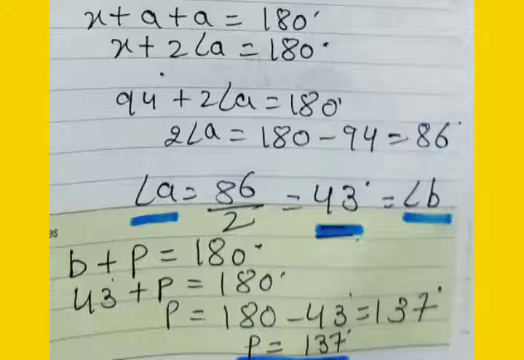Now we have to find out the value of P. So B plus P is equal to 180 degrees. Adjacent angle or supplementary angle or linear pair, any you can write. So in place of B we can write 43.